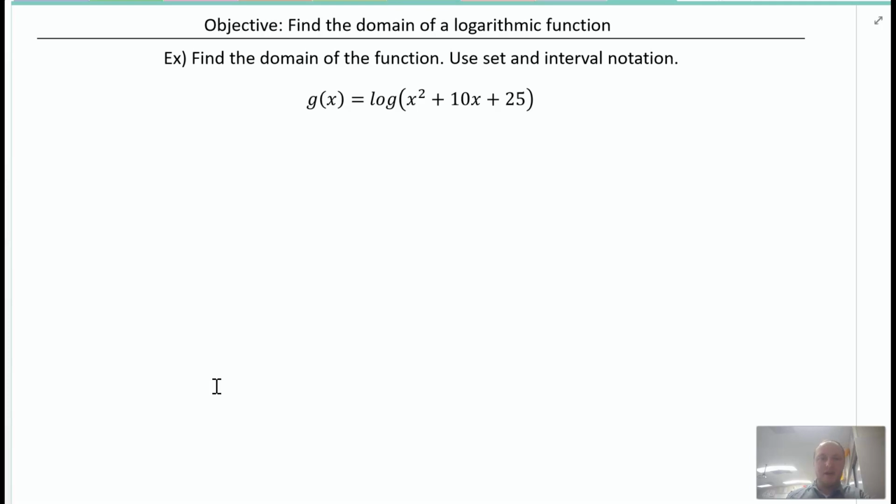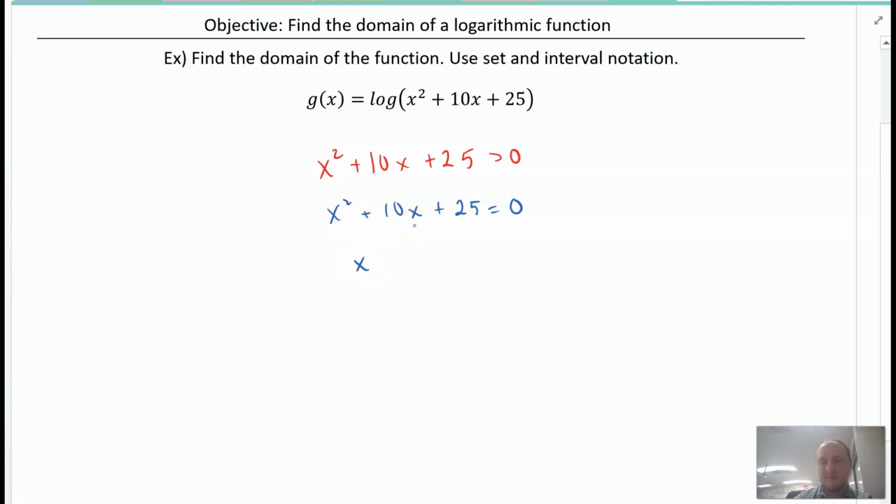So logarithms, their argument must be greater than 0. So I'm going to take the argument and set it greater than 0. Now, since this is a quadratic, I'm going to switch to an equal sign, and then I'm going to solve the quadratic equation to find the critical numbers.